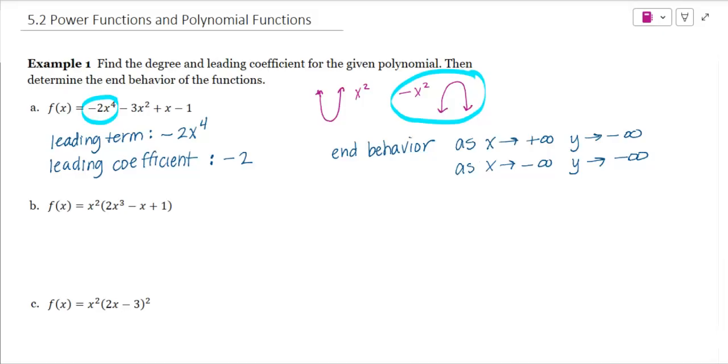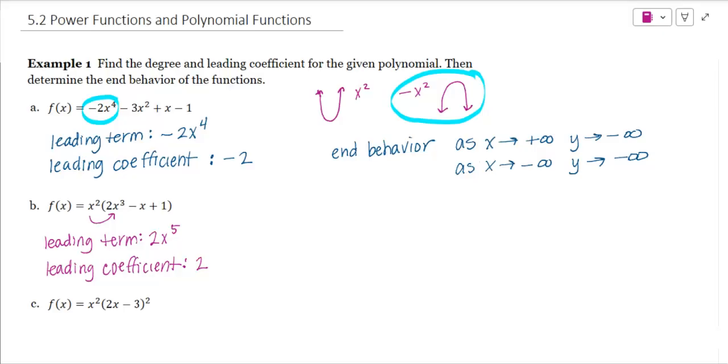For example B, we have two different parts of the function. It hasn't been multiplied together, but if we were to distribute this x squared, it looks like our leading term would be 2x to the fifth power. The leading coefficient is +2.